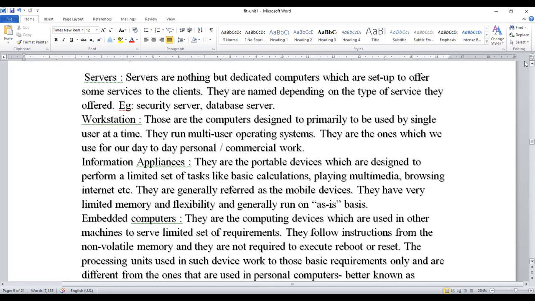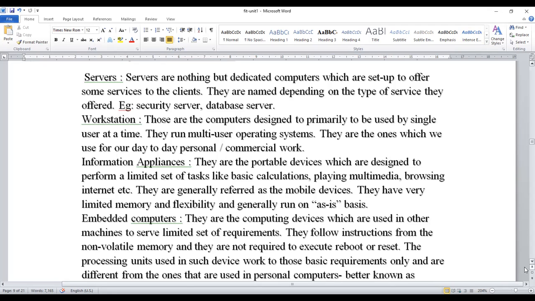So these are the computers designed primarily to be used by a single user at a time. They run multi-user operating systems. They are the ones which we use for our day-to-day personal and commercial work. Then there are information application appliances. They are portable devices designed to perform a limited set of tasks like basic calculations, playing multimedia, browsing the internet, etc. They are generally referred to as mobile devices. They have very limited memory and flexibility and generally run on an as-is basis.